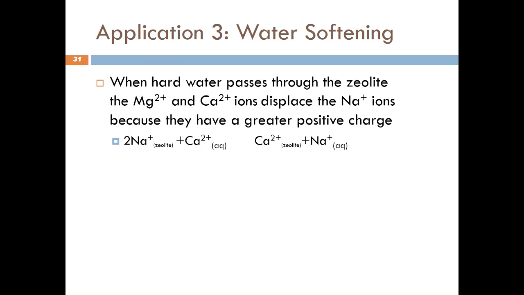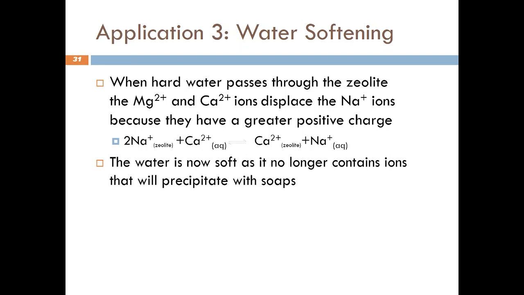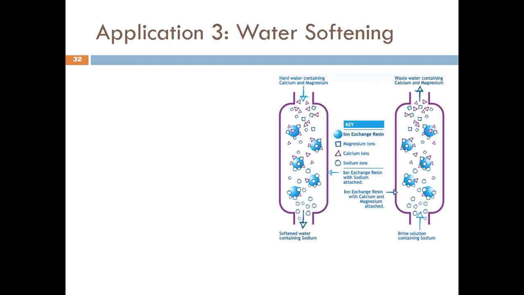So it's cation exchange. Where did the arrow go before? It can be seen there. Water is now considered soft, as it no longer contains ions that will precipitate with salts. Again, that's a very good property of it.